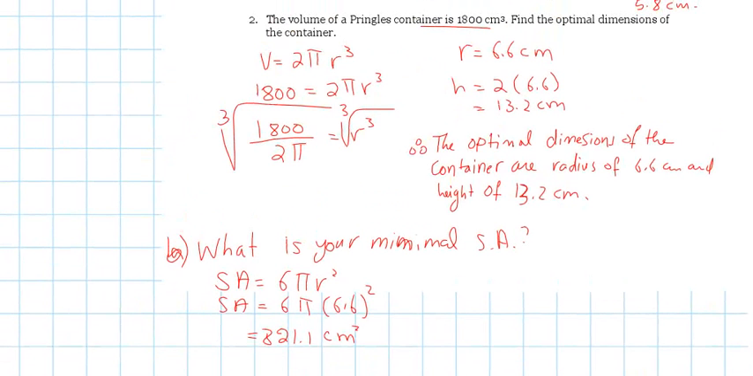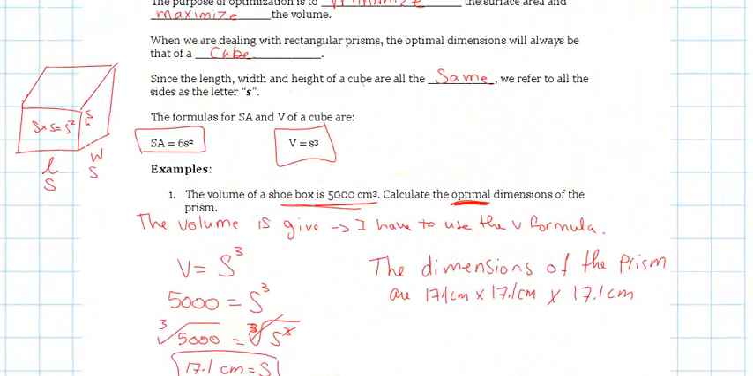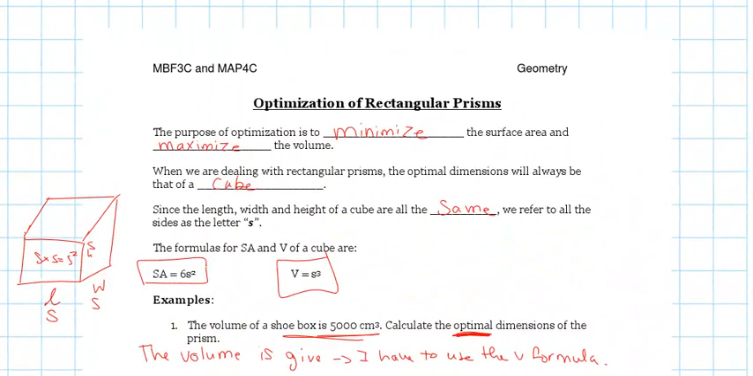It's like what we did yesterday for the chicken coop. You want to use the least amount of fencing, but you want to have the maximum area for your chicken. If you go back to the previous page, the first sentence says the purpose of optimization is to minimize the surface area and to maximize the volume.